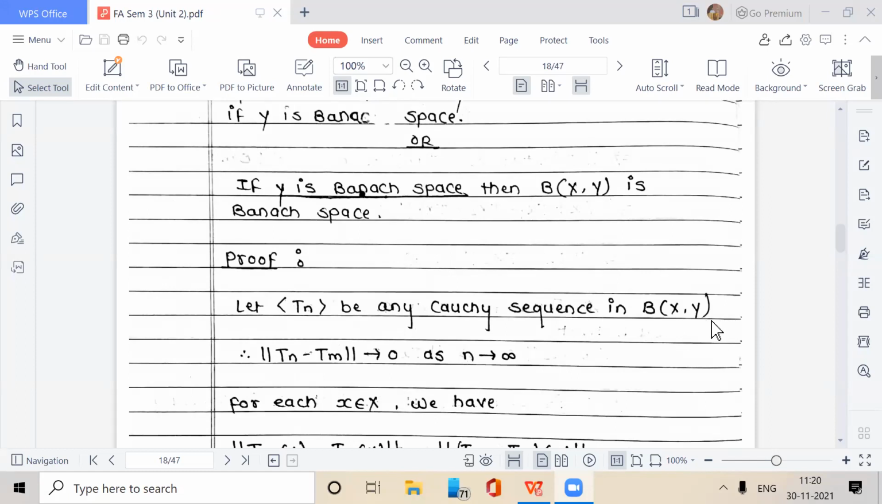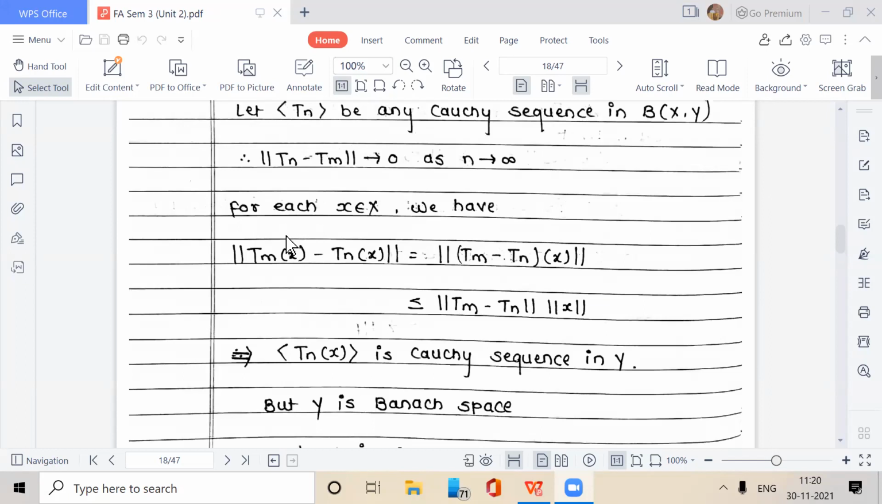So for each x belonging to capital X, we have norm of Tm of x minus Tn of x is equal to norm of Tm minus Tn of x. Don't write here that T is linear; this is by a general property of any function. This is less than or equal to norm of Tm minus Tn into norm of x. And this converges to 0 because Tn is a Cauchy sequence. Or you can write here less than epsilon also, whenever m, n are greater than an integer N. By both methods you can prove it.